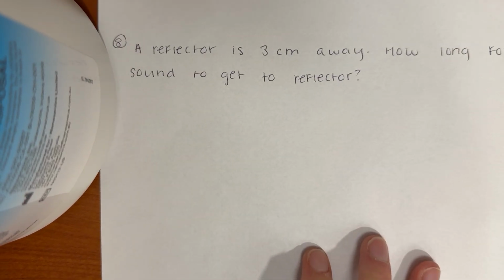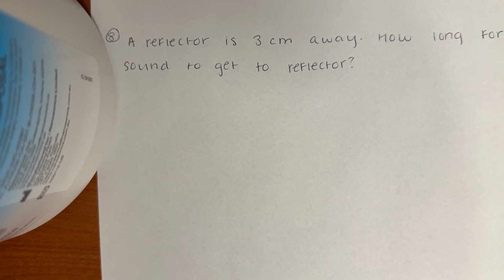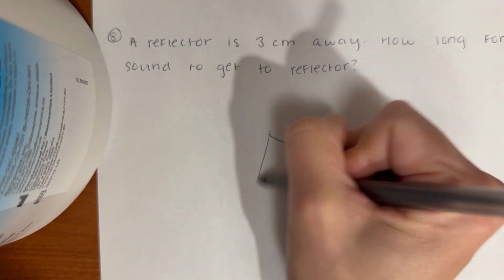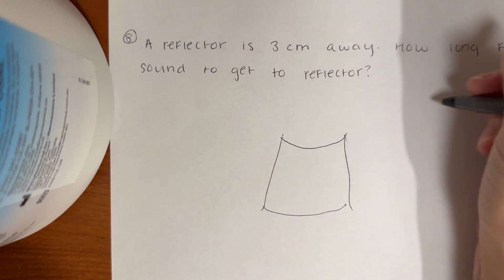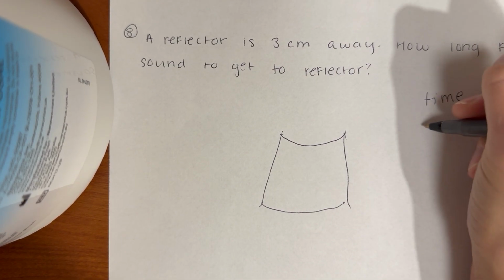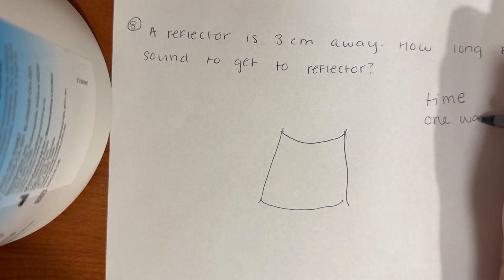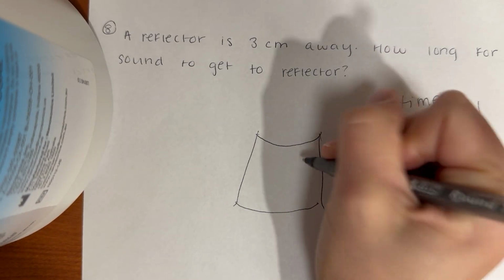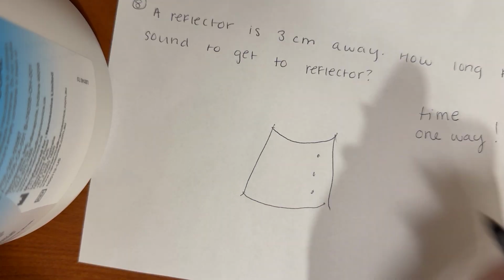And the last one is a reflector is 3 centimeters away. How long for sound to get to the reflector? So asking us the same thing again, where it's asking us to solve for time, but one way. And now it's asking us to go 3 centimeters deep.